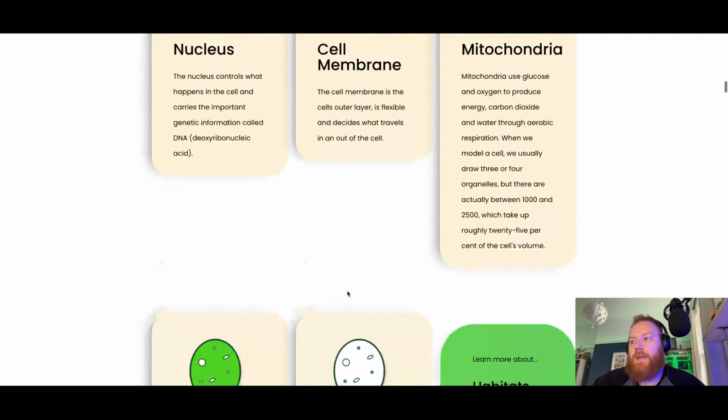Then the cell wall specifically gives structure to the plant cell and is not involved at all in the movement of particles in and out of the cell, but the cell membrane is like the bouncer of the cell. It is determining what can and can't enter or exit the cell.